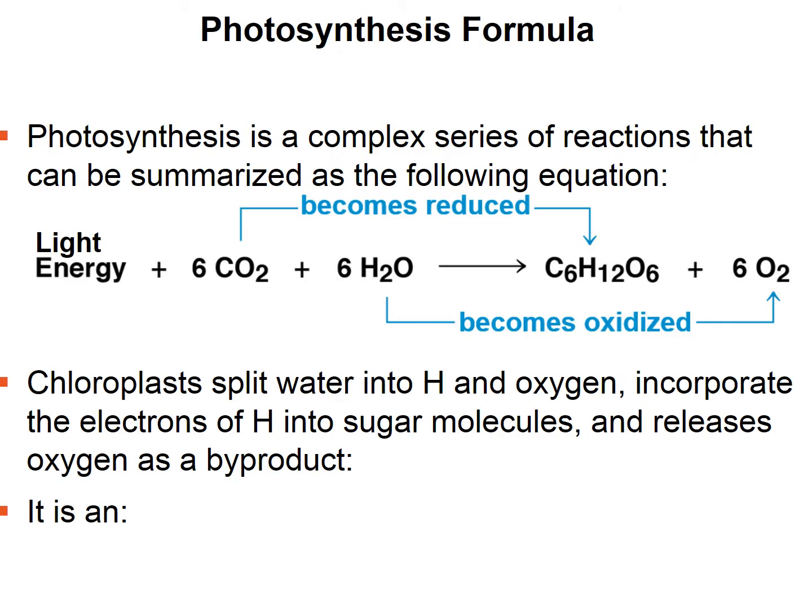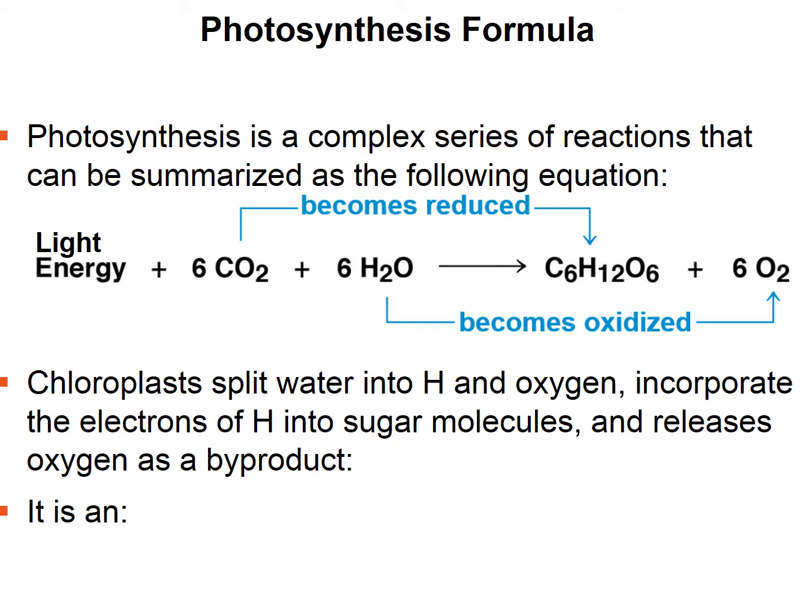Photosynthesis is a complex series of reactions that can be summarized with the following equation. Light energy plus 6 molecules of carbon dioxide plus 6 molecules of water produces 1 molecule of glucose and 6 molecules of oxygen. Again, there's different sugars that can be produced, but we're going to focus on glucose, like we did when we talked about cellular respiration. The carbon dioxide is the substance that's becoming reduced, and the water is what's becoming oxidized.